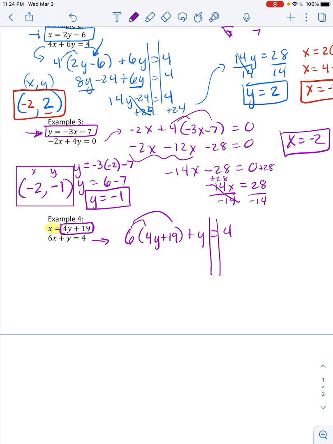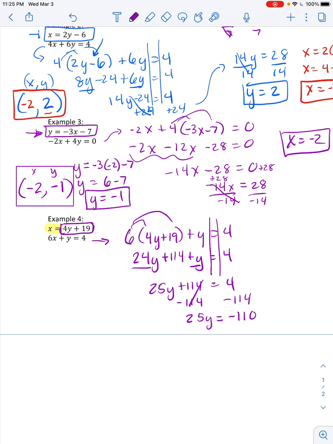And so I'm going to have 6 times 4y, and then 6 times 19, and then I have another y equals 4. So 24y plus 1y is 25y. I need to get that 114 out of there by subtraction. So then 25y is going to equal 4 minus 114. Sorry. And so I'm going to end up with negative 110.